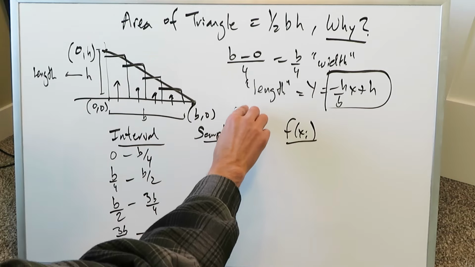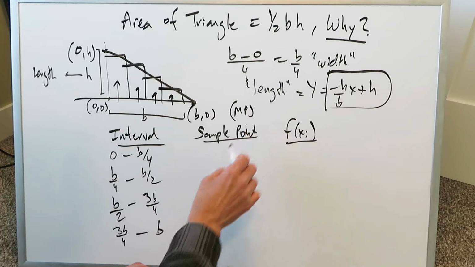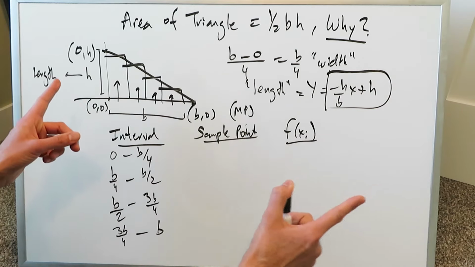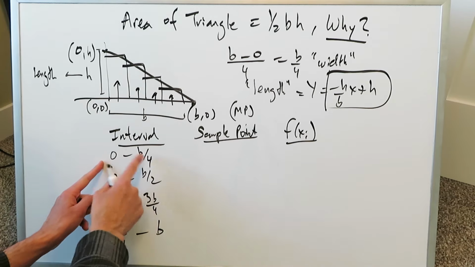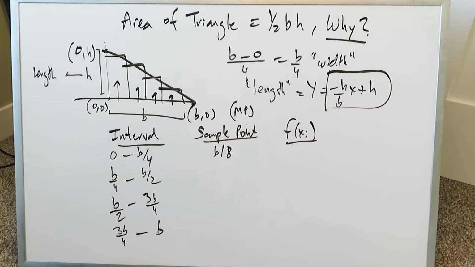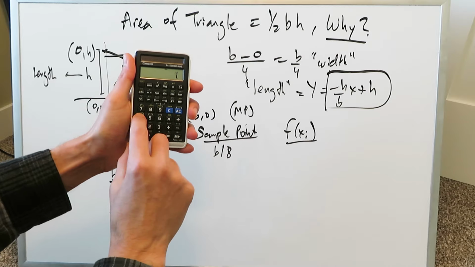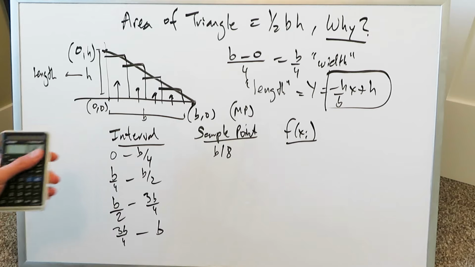The sample point, I want to look at the middle points of each of these. Why? Because the middle of anything you're examining is always a better estimation to use than the outlying or the extremes. Always go for the middles. When I'm looking at the middle of 0 and a quarter, I get b over 8. You can do this very easily on your calculator, and I'll show you. You just do 0 plus 1 over 4, and you divide that by 2, I get 0.125. That's 1 over 8.